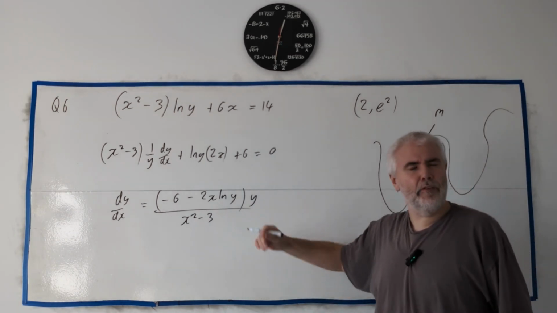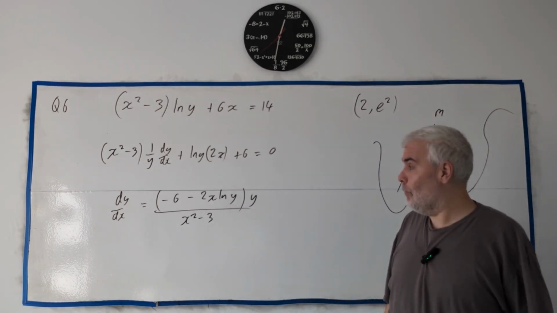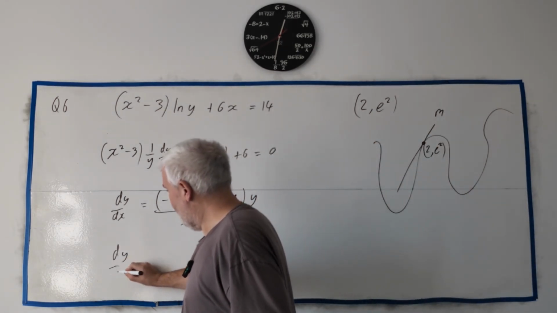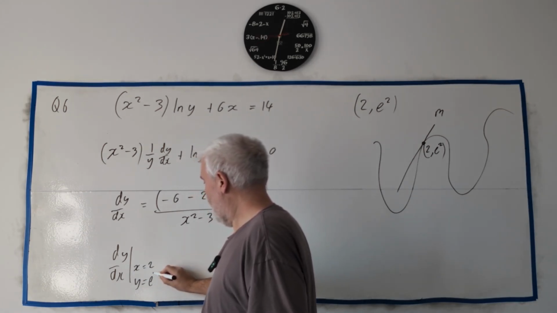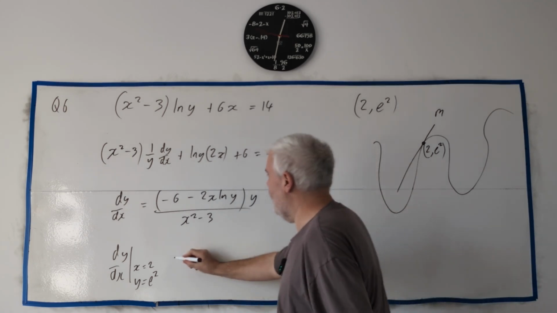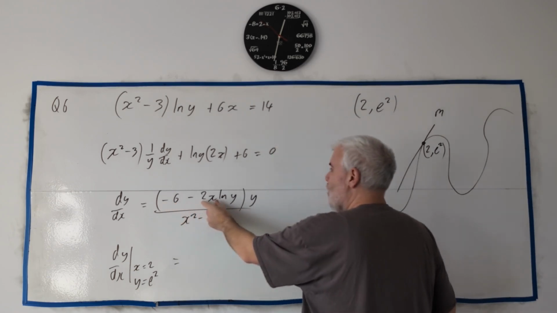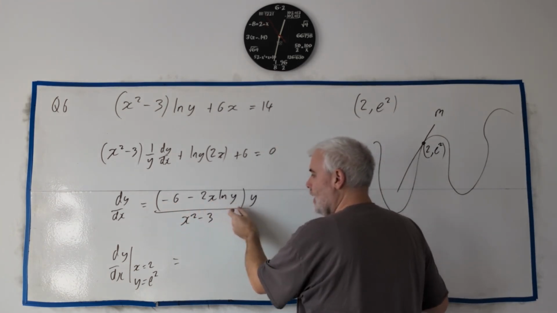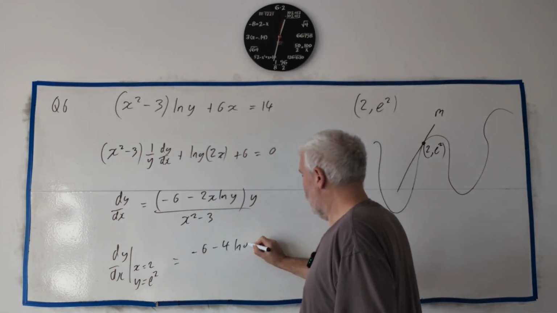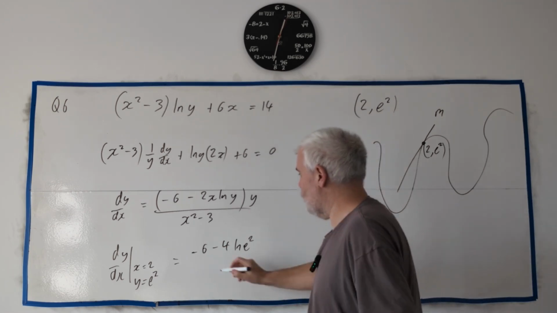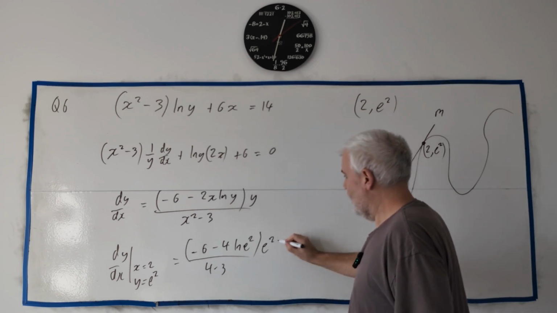You might say this looks different than the one earlier. It does look different, but it's the same. It gives the same numbers. Let me just show you. When we put in x equals 2 and y equals e squared, I'll get minus 6 minus 4 natural log, well, let me write it out here, minus 6 minus 4 natural log e squared. That'll cancel and leave 2 over 4 minus 3 multiplied by e squared.